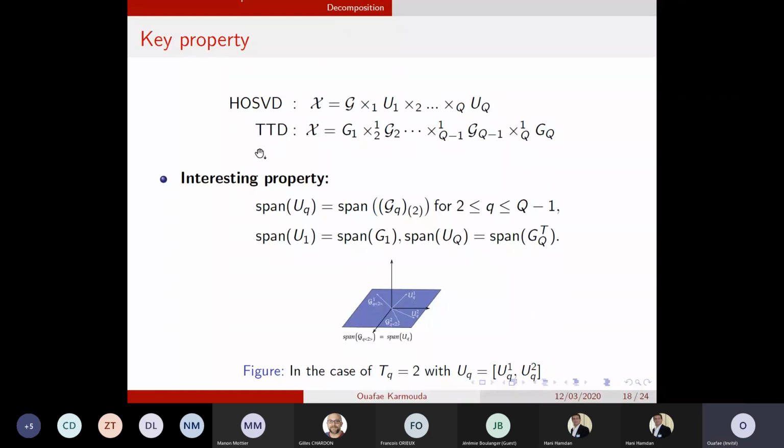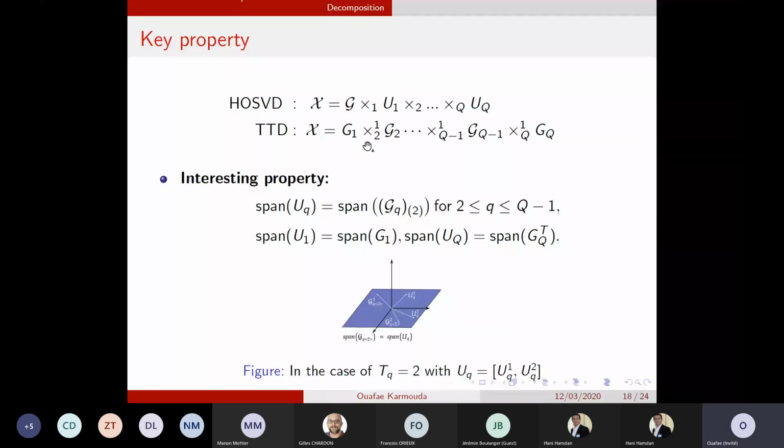And why do we choose the tensor-train decomposition? Because this decomposition helps us mitigate the curse of dimensionality. It will help us reduce the complexity of the higher order singular value decomposition by an order of Q. So when the order of the tensors gets higher, there will be a significant reduction of computational time using tensor-train decomposition.